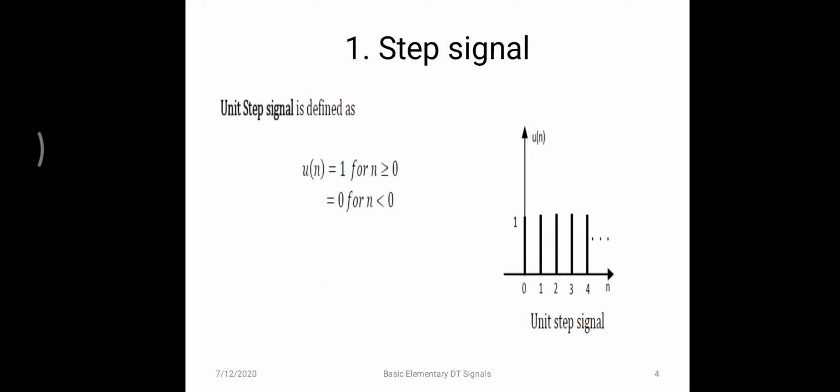First, let us consider unit step signal. We all know that in continuous time u of t is equal to 1 for t greater than or equal to 0. Here it is a discrete time signal, so u of n is equal to 1 for n greater than or equal to 0, and we have to express the graphical representation. We have to do the discretization of signals. For example, signals only exist at n is equal to 0, n is equal to 1, n is equal to 2, and so on. So signals may not exist between 0 to 1, between 1 to 2, between 2 to 3, and so on. So this is unit step signal.